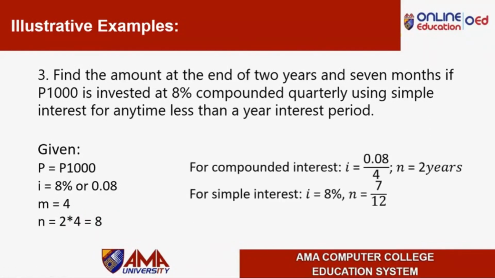Okay, so for compound interest, your interest is equal to 0.08 divided by 4, compounded quarterly, and your N is equal to 2 years. For simple interest, our interest is 8%, and our N is equal to 7 over 12 because this is less than 1 year. The fixed interest for 2 years is 8%.